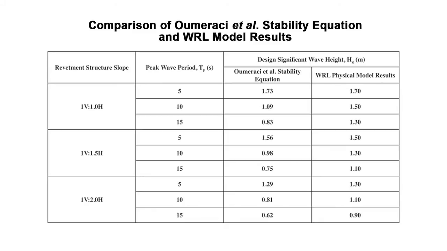I'll just focus on this middle section, the 1 to 1.5 slope structures, which is the recommended one. They got quite similar numbers at low wave periods. So at 5-second wave periods, they're getting about a 1.6 metre wave can be withstood by the structure. We're getting 1.5. So we're getting very similar numbers at short wave periods. If you go to a 10-second wave period, 1 metre versus we're getting 1.3. You go to a 15-second wave period, about 0.8 of a metre wave, whereas we're getting 1.1 metres. So we're getting better stability at long wave periods.